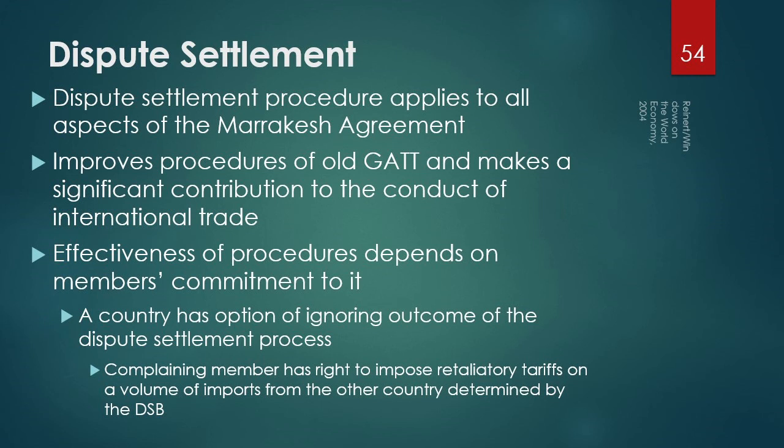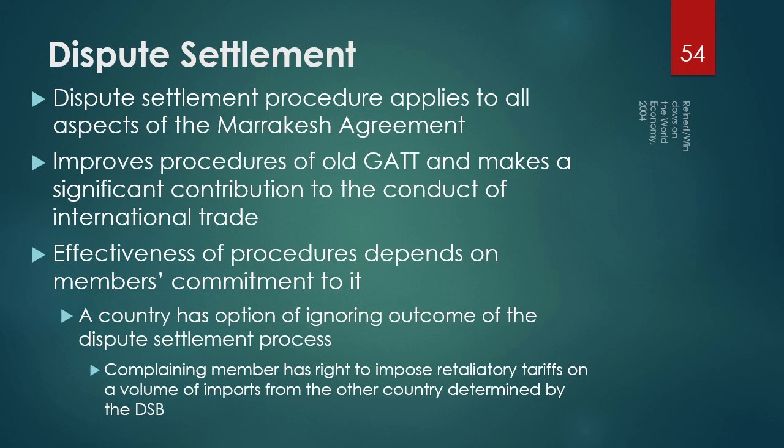The effectiveness of the procedures depends on the member's commitment to it. A country has the option of ignoring the outcome of a dispute settlement process. So the complaining member has a right to impose retaliatory tariffs on a volume of imports from the other country determined by the DSB. And this is exactly what happened in the Airbus-Boeing conflict.